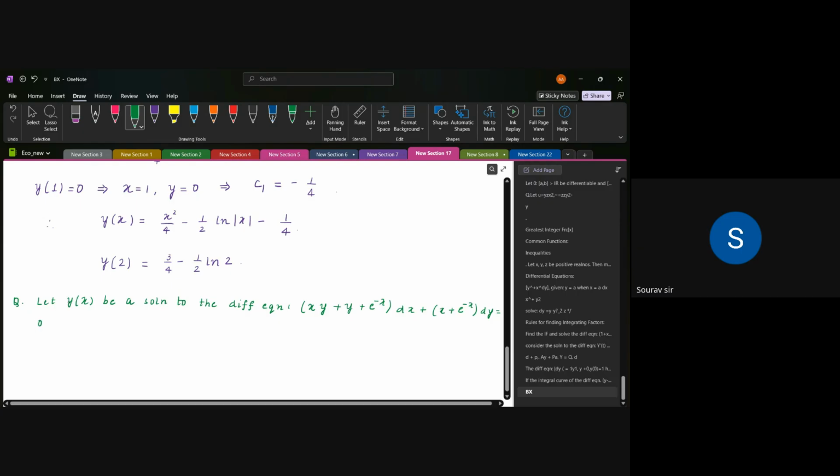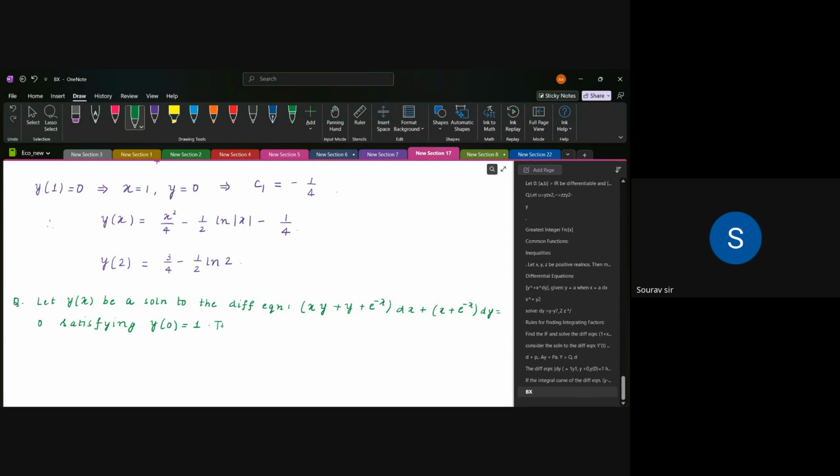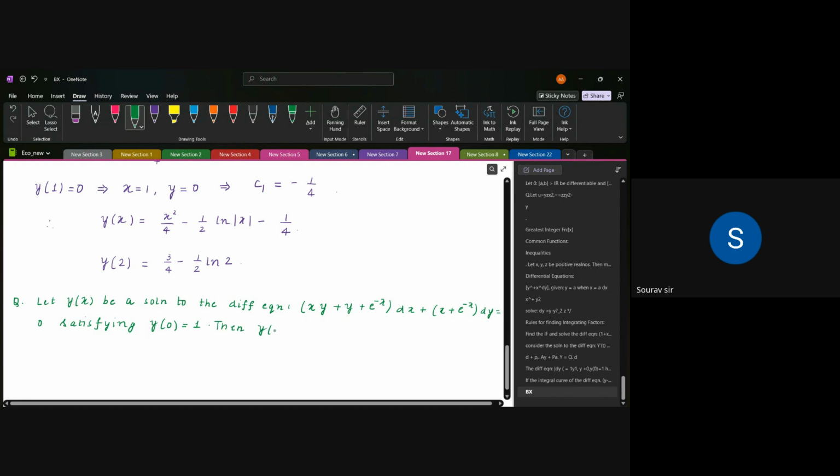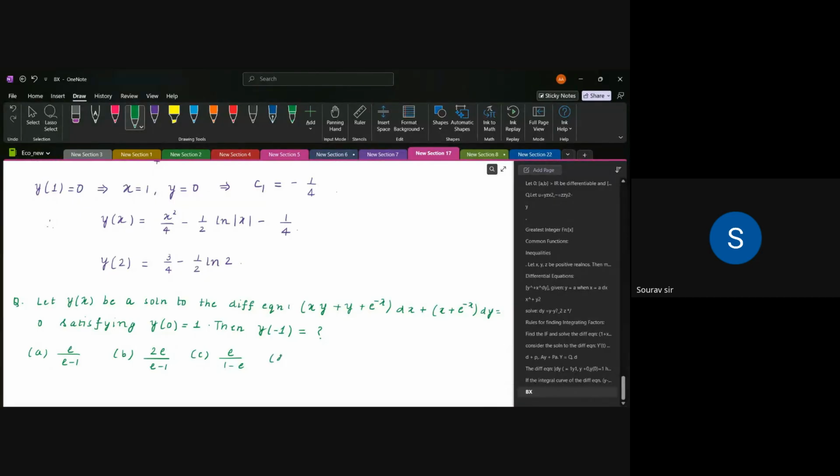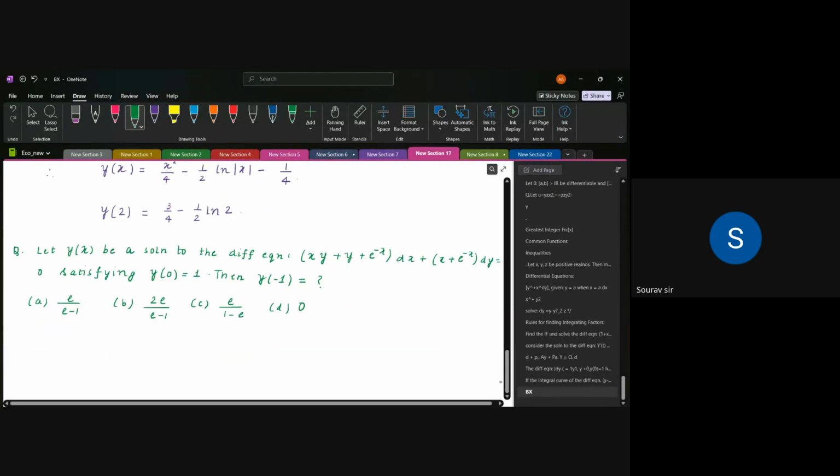Is equal to 0, satisfying. Then y of minus 1 is equal to option A, y minus 1. Option B, by 1 minus e. Option B, C.